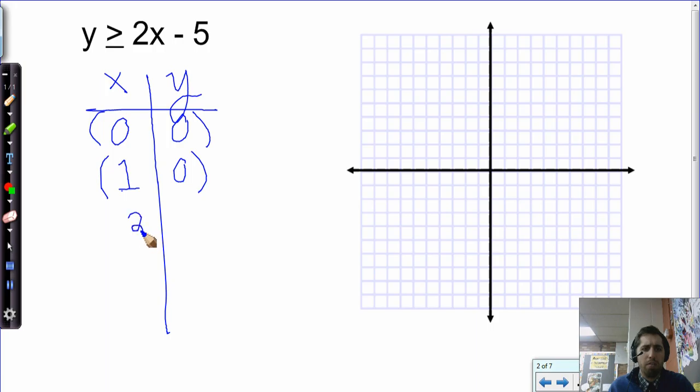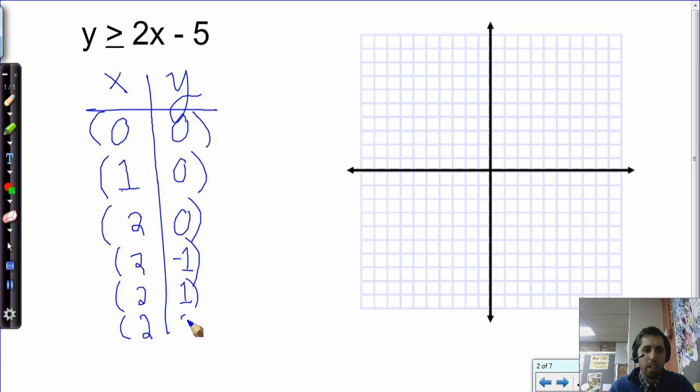Okay, what about 2? 2 times 2 is 4. 4 minus 5 is negative 1. What number is greater than or equal to negative 1? Oh, 0. But what other numbers are greater than or equal to negative 1 that we get if we plug in 2? Oh, negative 1 is greater than or equal to negative 1. Oh, positive 1. Oh, positive 2. These are all points that make this true.